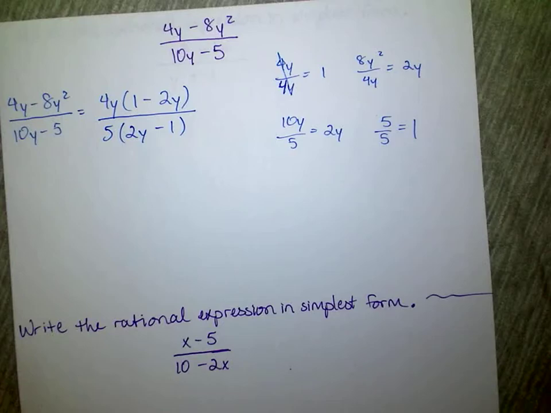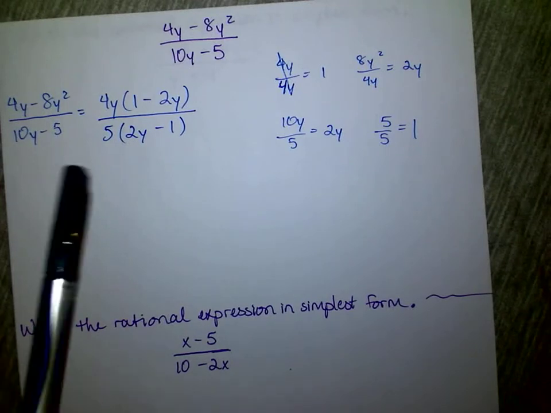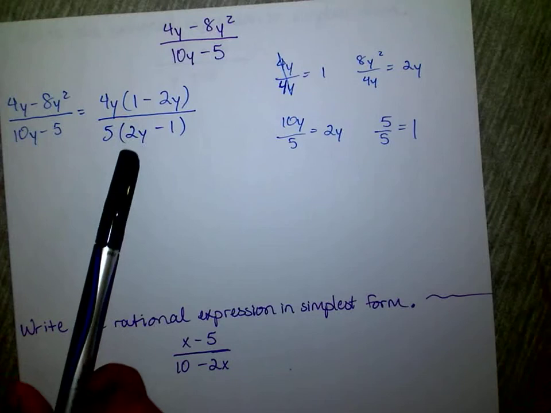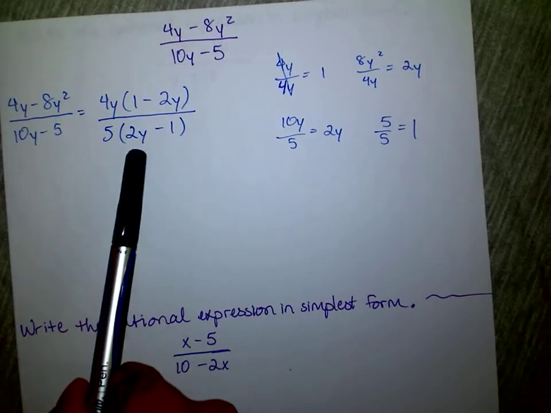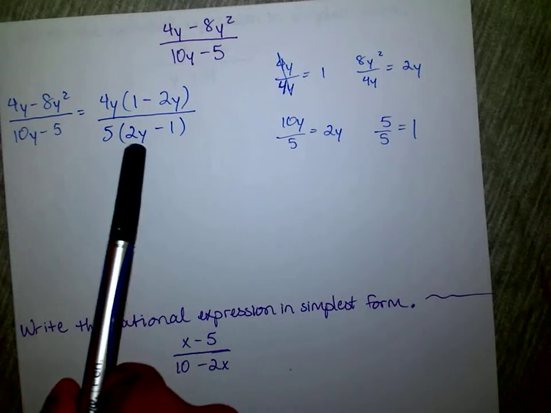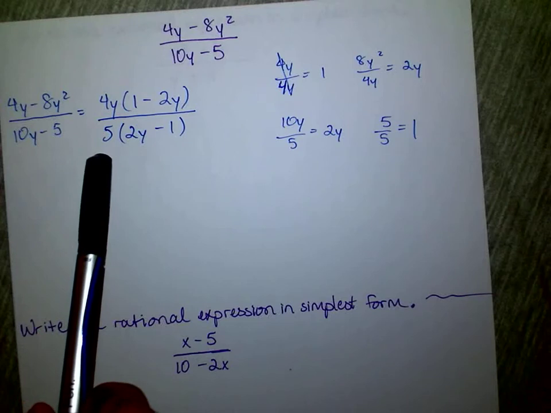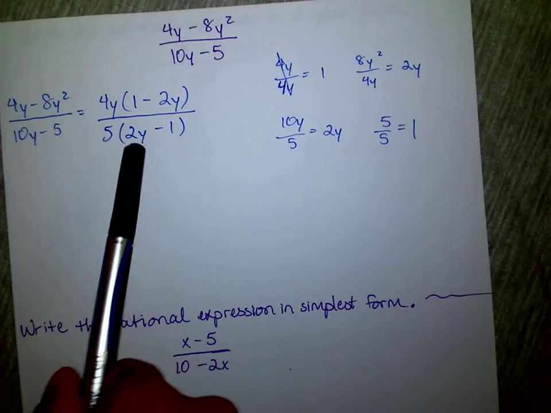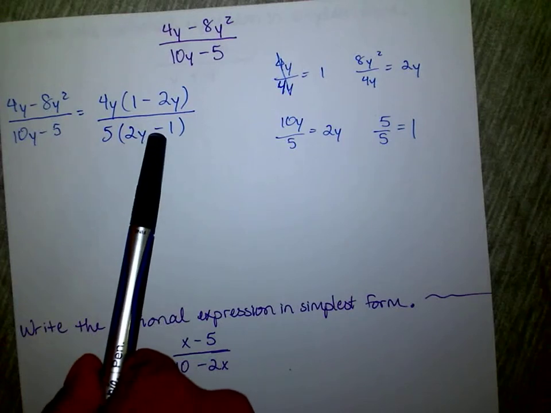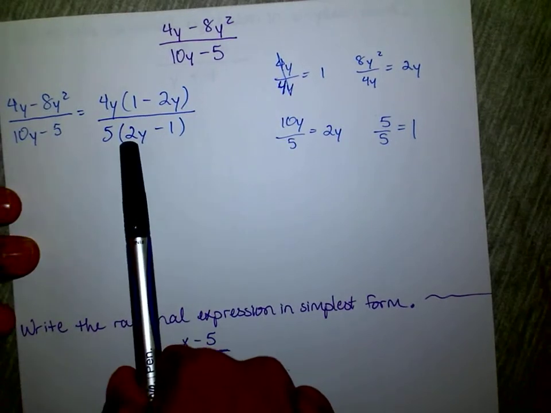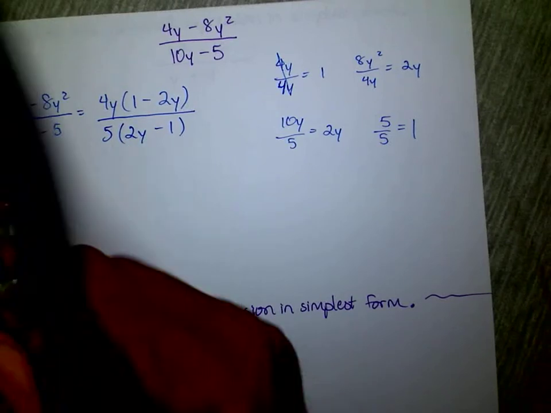minus 1. Now, some of you are saying, oh, we can probably cancel this out. We can't exactly cancel this out yet because this is a positive 1, that's a negative 1, that's a negative 2y, and that's a positive 2y. So we can't cancel it out yet. What we can do is take a negative out of here, or distribute. If we take a negative from here, that's going to make that positive. But if I take a negative from here, this is already positive, so it's going to be negative.